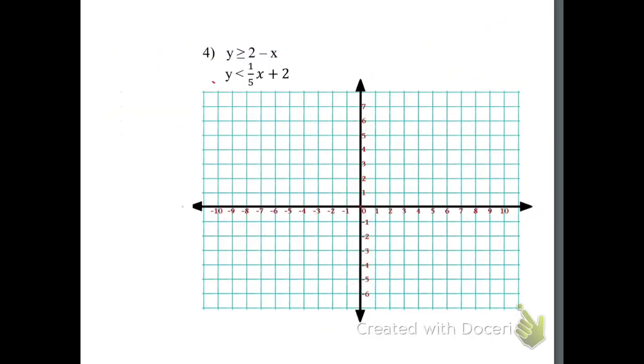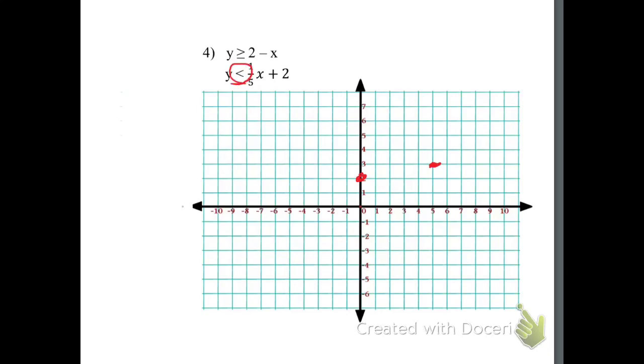We're going to now graph the other one. It also has a y-intercept of 2, but it has a different slope. It's got a slope of 1/5. So you're going to go up 1, right 5, and put a point there. Okay? So now you've got 2 points. You're ready to draw your line.